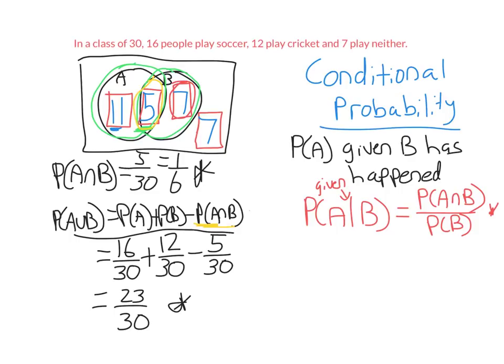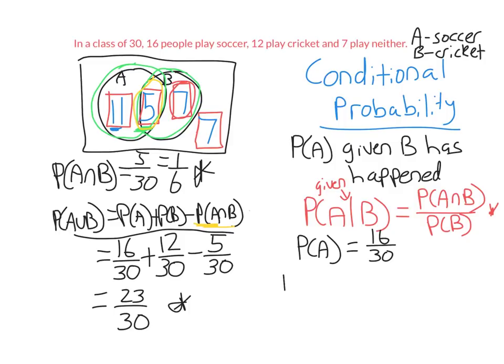So let's go back to my class of 30 where 16 play soccer, 12 play cricket, and 7 play neither. So I know the probability of A, for example, because I shouldn't have rubbed it out, A was soccer and B was cricket. So I know the probability that if I pick a student at random, they play soccer, is just 16 over 30, okay? That's really simple, probability that someone plays soccer.